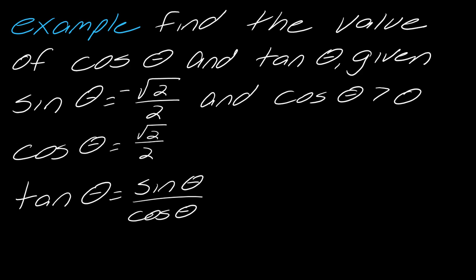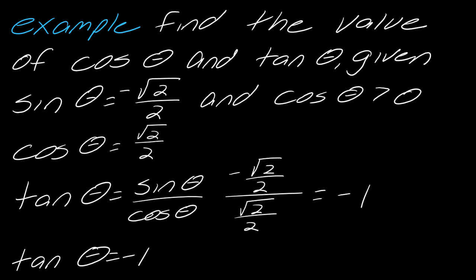Now I can use the fact that tangent of theta is sine of theta over cosine of theta because I have both of these pieces of information, right? And so then I can just kind of set these up. And if I simplify this, these two just cancel each other out, so this just equals -1. So ultimately we have that tangent of theta is going to be equal to -1.